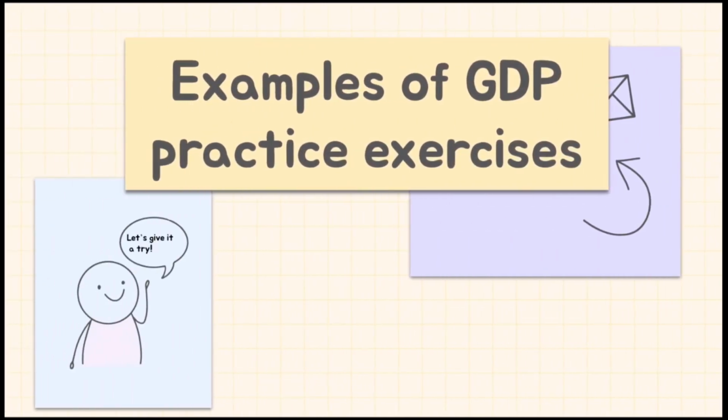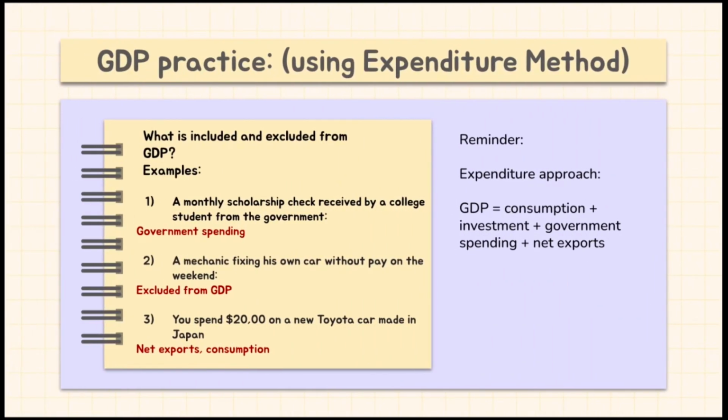So now we'll be putting these pieces of information into practice. So what is included or excluded in GDP, and what can actually be part of that GDP is part of these questions. So a monthly scholarship check received by a college student from the government. So it says that it was received by a college student, so this will be part of the government spending. Now the second, a mechanic fixing his own car without pay on the weekend. So that is obviously a non-market transaction. There is no money, so obviously it's not going to be included in the GDP.